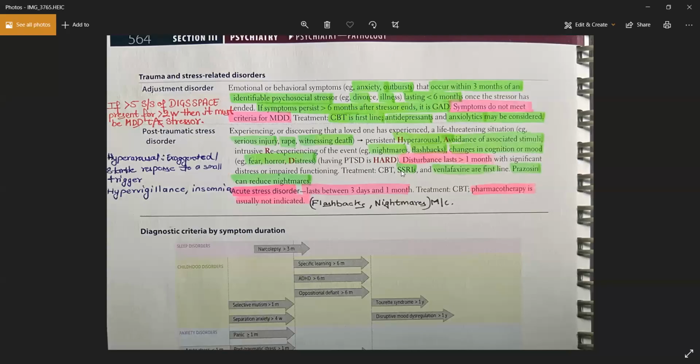Treatment includes the SSRIs. Venlafaxine are the first line. Prazosin, which you guys remember, what does this drug do? Alpha 1 blocker. Alpha 1 blocker, right? Prazosin can be used, and prazosin reduces the nightmares.